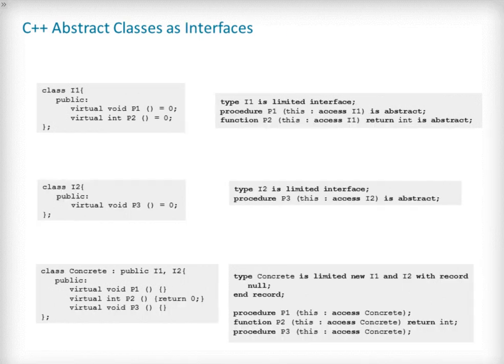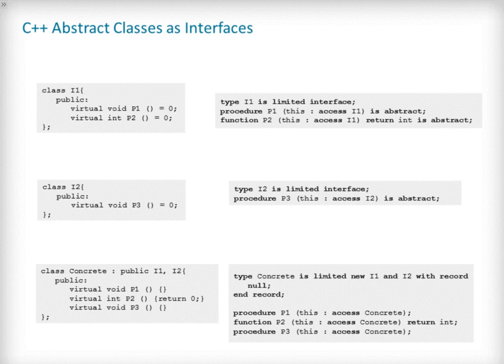The second type of Ada representation for C++ abstract classes is specific to those classes that have only pure virtual functions. In this code example, I1 is an abstract class with only pure virtual functions, and it can conveniently be represented by the Ada 2005 interface type. The Ada representation for the top C++ example code uses a limited interface and two abstract subprograms representing the pure virtual functions from the C++ class.